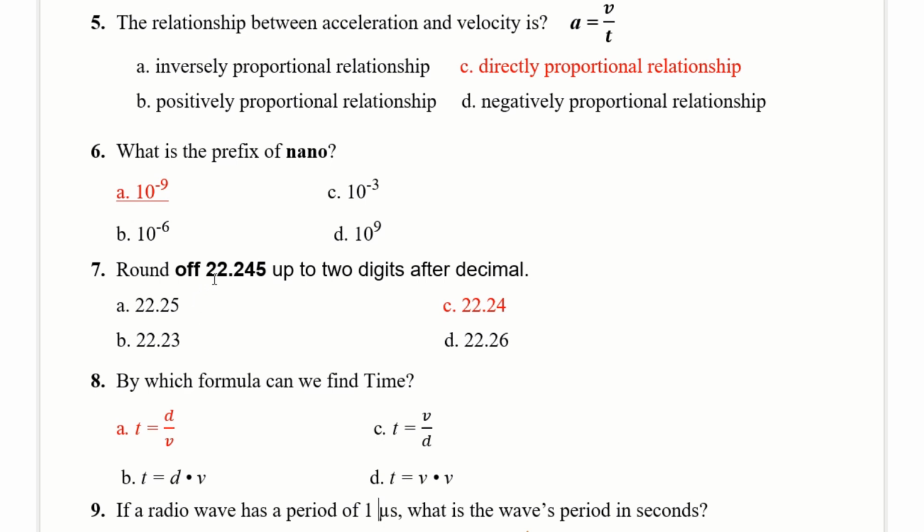Round off 22.245 up to 2 digits after the decimal. I need only 2 digits. So you will look after 4. It is 5. So if it's 5, you have to look. It's 4. So it is even number. You will leave as it is. You will not add 1. So it will become 22.24. Okay. So if it's 5, you have to look if it's even or odd. So 4 is even, you will leave as it is.